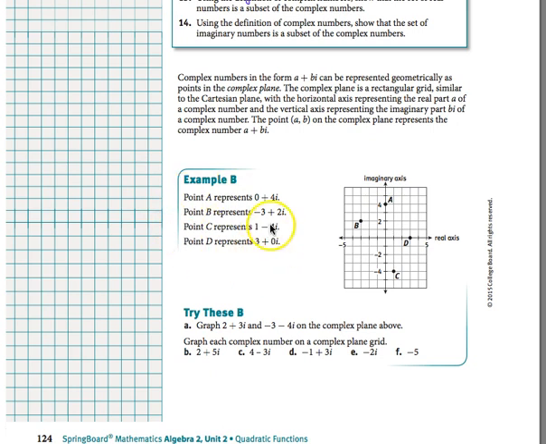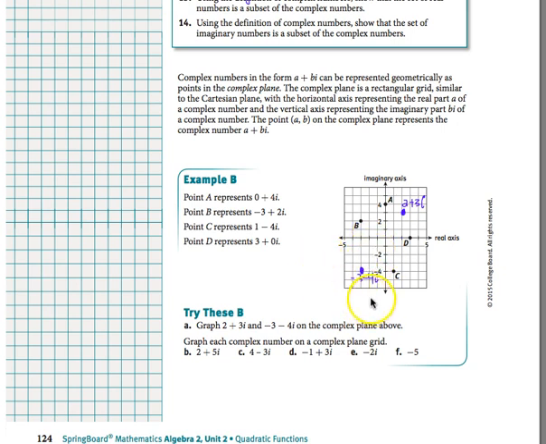So they give you some examples here. A asks you to graph 2 plus 3i and -3 minus 4i on the complex plane. So here my real part is 2, so I go to the right 2 units. My imaginary part is positive 3i, so I go up 3 on the imaginary axis. This guy right here is 2 plus 3i. -3 minus 4i, I would go left 3 on the real axis and down 4 on the imaginary axis. This is -3 minus 4i.